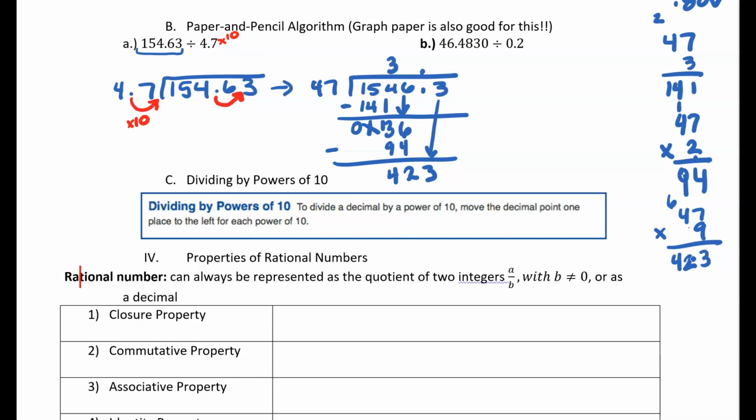Oh, and you know what? I did not write my 2 up top here. I should have written a 2. There we go. And so I'm going to write a 9 here. 9 times 47 is 423, and I'm left with remainder 0.